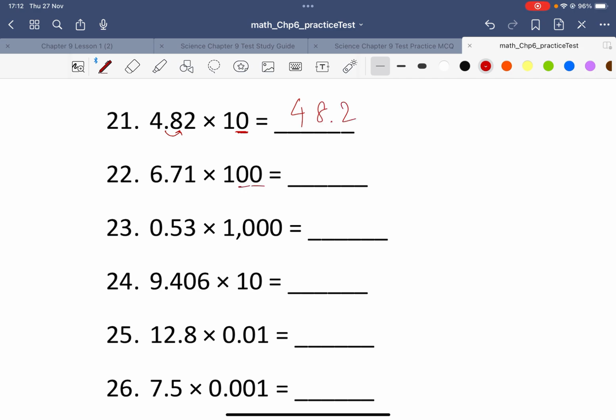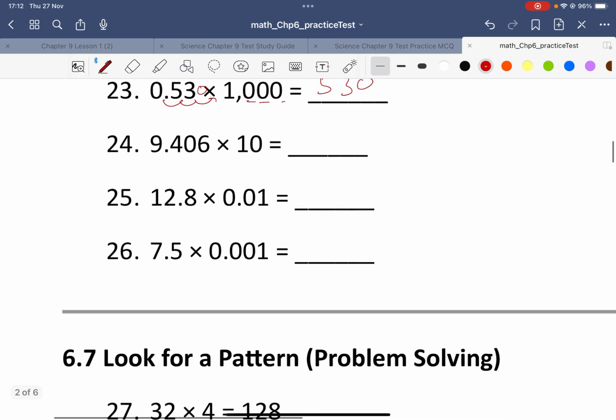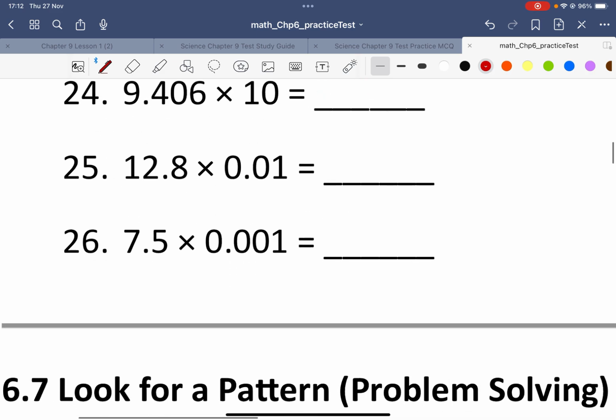What if you have 2 zeros? Then you move the decimal back 2 times. So my answer will be 671. What about 3 zeros? Move back 3 times. 1, 2, 3. There. So my answer is 530. Yeah? All right.